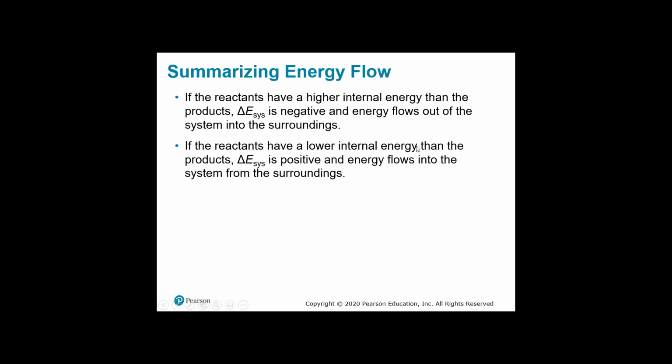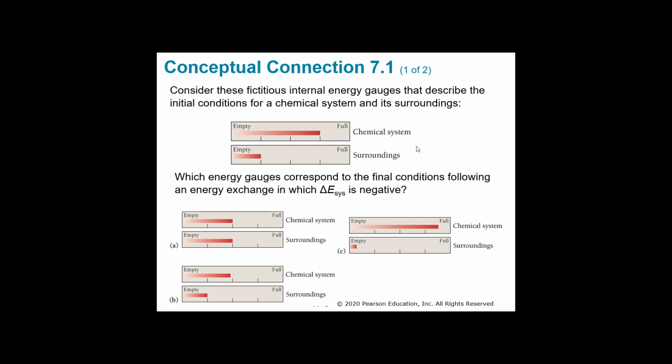Okay, so summarizing energy flow. If the reactants have a higher internal energy than the products, the system is negative, and the energy flows out of the system into the surroundings. Why is that? Because the products will have lower energy, and it cannot hold on to that excess energy. If the reactants have a lower internal energy than the products, it's positive, and it needs energy in order for that reaction to occur, and it's going to pull it out of the surroundings.